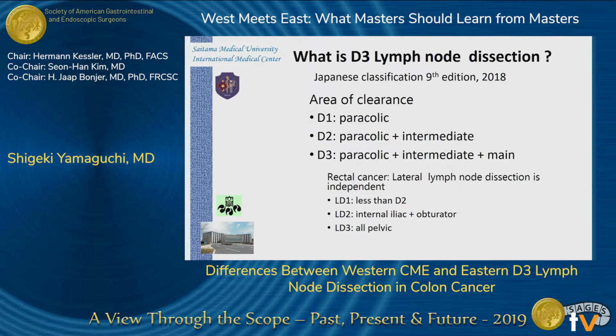So what is D3 lymph node dissection? It means just the area of lymph node clearance. D1 means only pericolic, D2 means plus intermediate, and D3 means plus main or central node. And from last year, the lateral lymph node is an independent factor of this lymph node dissection.